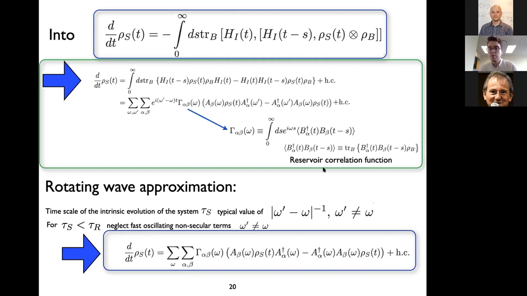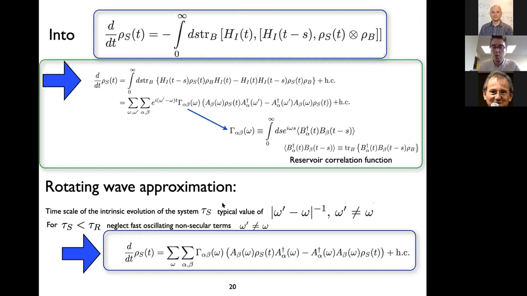They're referred to as reservoir correlation functions because you can see that they're in the form of a correlation function, in that they're written as the expectation value of bath operators, so B dagger and B evaluated at two different times. So you can write this in the following way. Okay, so I talked about the reason that we want to do this interaction picture transformation: it will allow us to make the rotating wave approximation. Having rewritten our equation of motion for the reduced density matrix rho S in the following way, we can now make the rotating wave approximation.